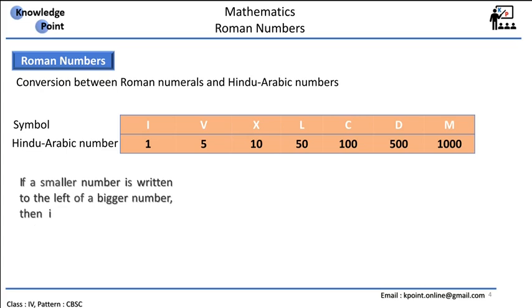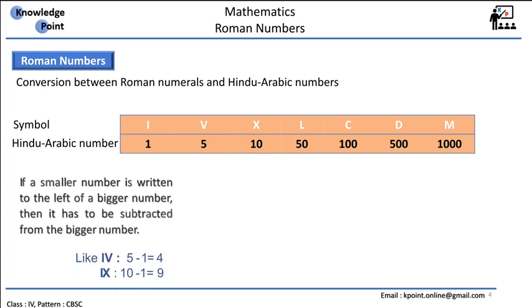If a smaller number is written to the left of a bigger number, then it has to be subtracted from the bigger number. Like here, IV. V is a bigger number and to the left of that, I, a smaller value number is written. So the value becomes 5 minus 1 is equal to 4.